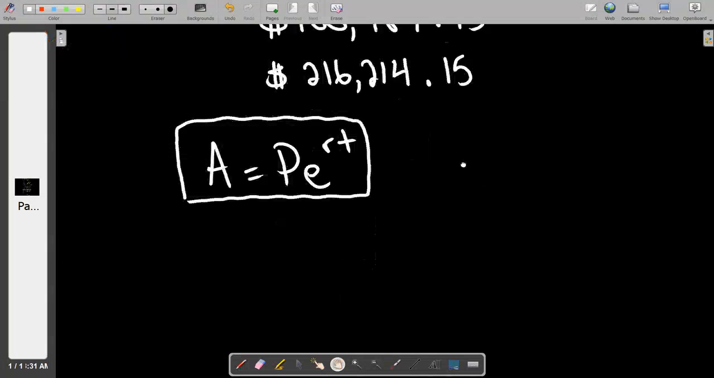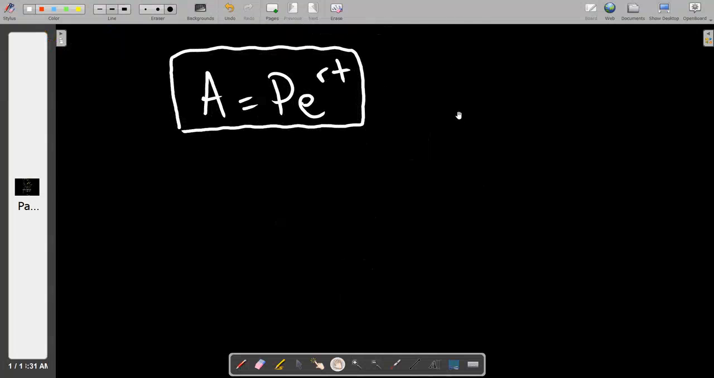I always call this the PERT. Been calling it the PERT formula for years and years and years, and people go, oh, I got to use the PERT. So remember, this formula is for compound continuously only. Anything else, quarterly, monthly, daily, hourly, semi-annually, whatever, you use the other formula. This one, you got to use the PERT.